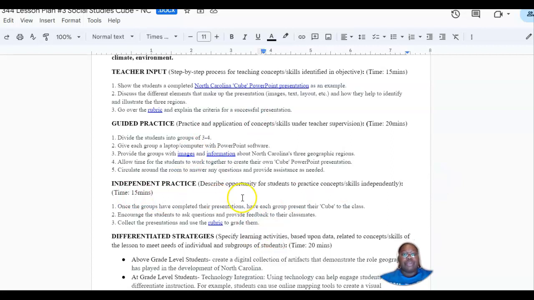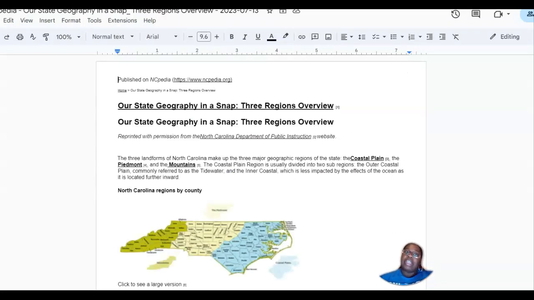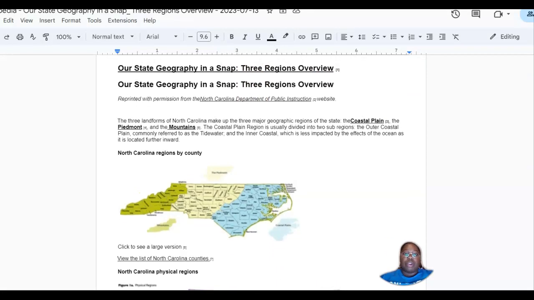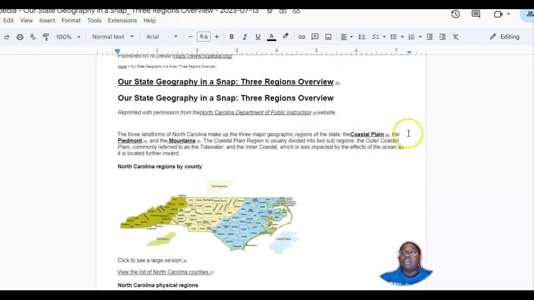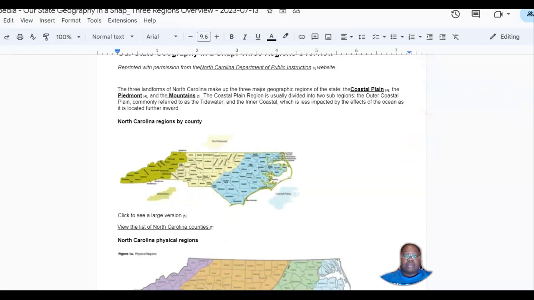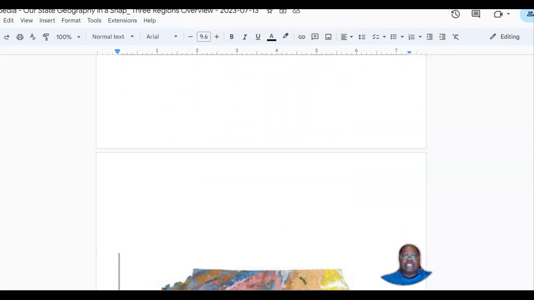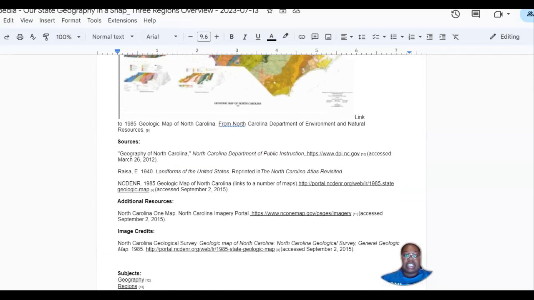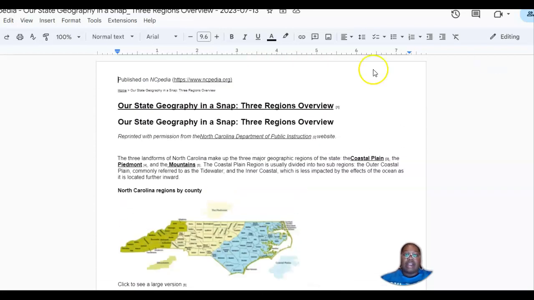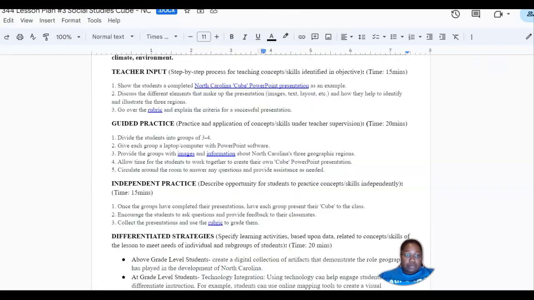So I'm going to provide the group with images and information. I did get information from NCpedia. The links do work in the thing, but this is just on a Google Docs. So this is background information, and then like I said, I have access to different links, and the pictures are on the links. All right.